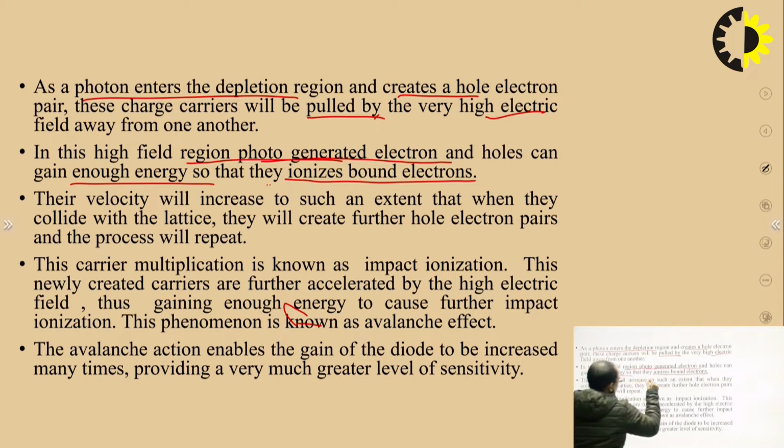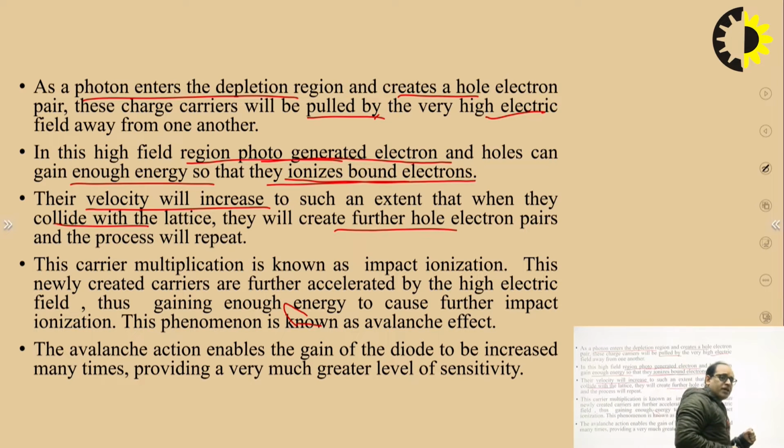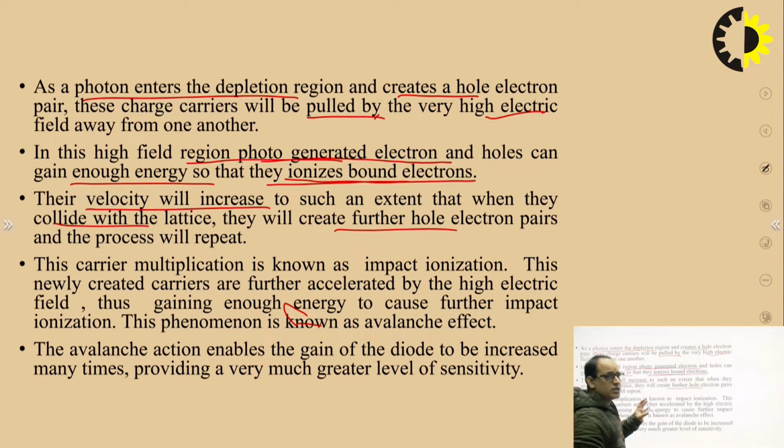They gain enough energy so that it ionizes the bound electrons, and this process is known as impact ionization. Their velocity will increase to such an extent that when they collide with the structure, they will create further electron-hole pairs. This means that the energy gained by the charge carriers due to the high electric field is enough to create further electron-hole pairs, and this carrier multiplication is known as impact ionization.